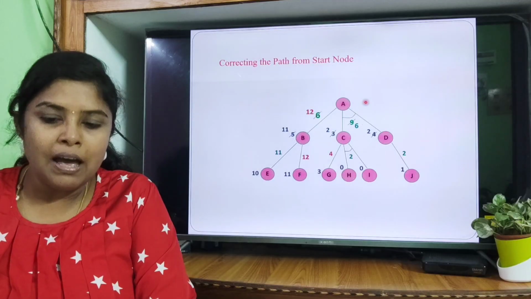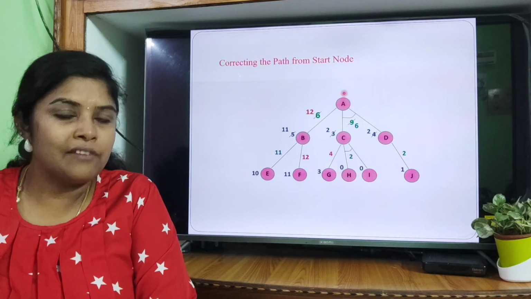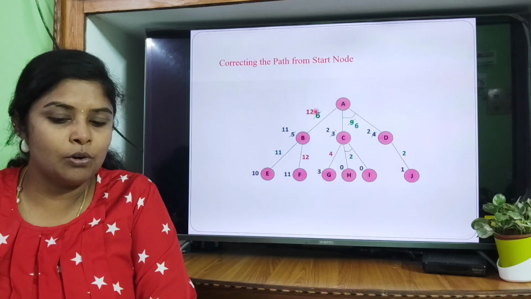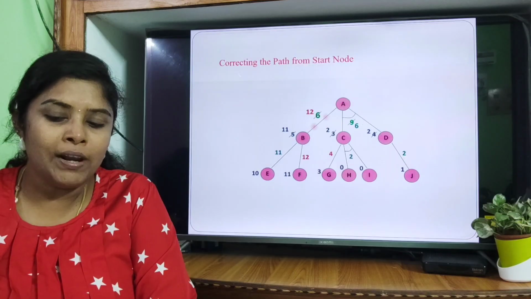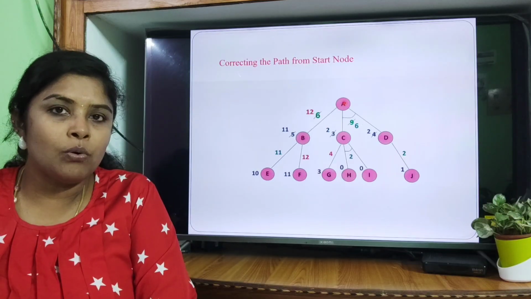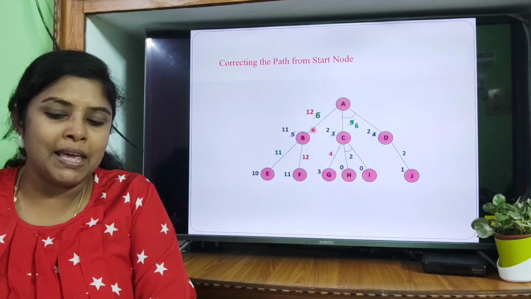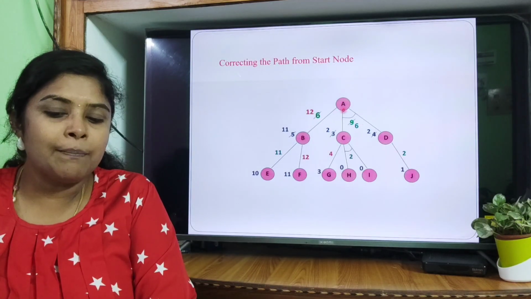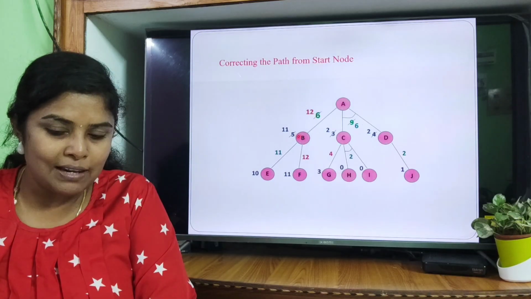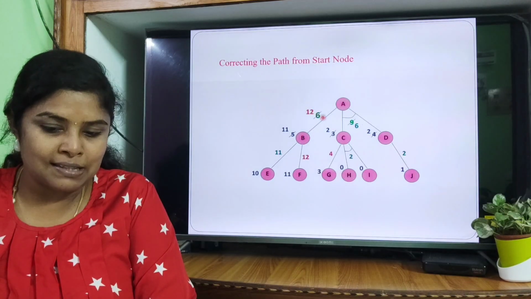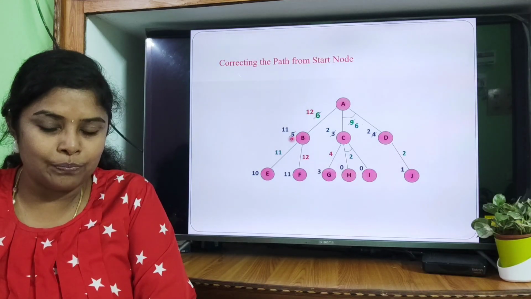So in this tree, how the algorithm will traverse is, just like A star, first we need to traverse from top to bottom. So for A, the paths are either AB or ACD. So we need to compute the evaluation function f of n for the path AB as well as ACD. When we compute for AB, we will consider the path cost as well as the heuristic value here.